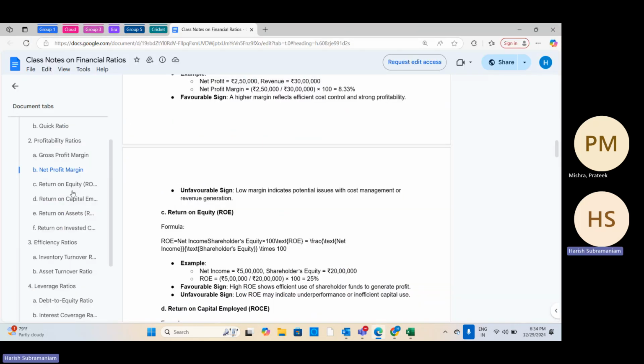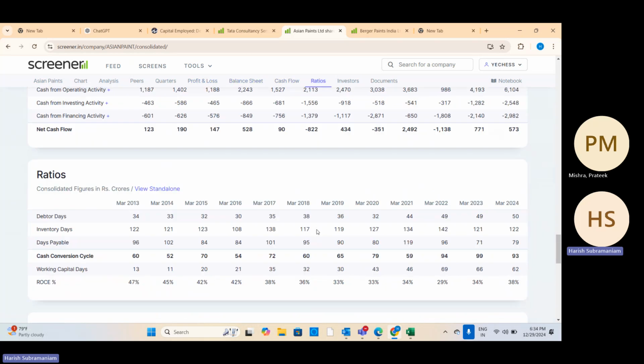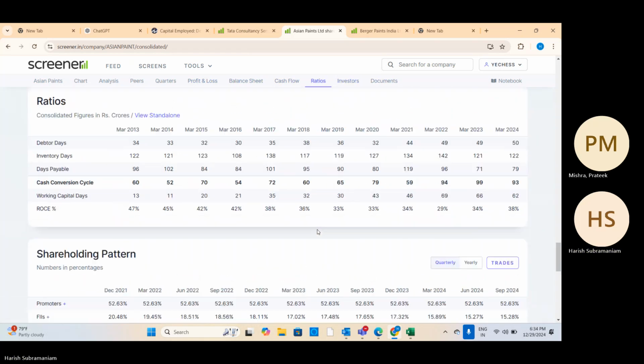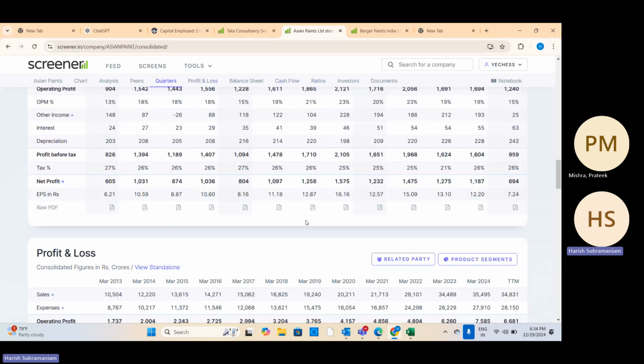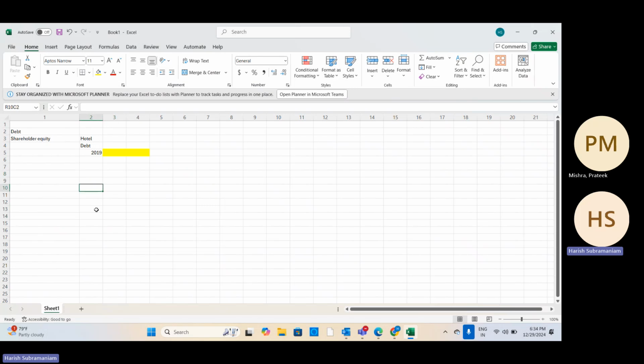Then what is the next thing we see? Efficiency ratios. We'll not look at them immediately, but we can understand what an efficiency ratio is. Do we have inventory turnover over here? We'll not look at days, we'll look at the inventory turnover ratio. So let's look at it this way. Let's say that every year I have an inventory.